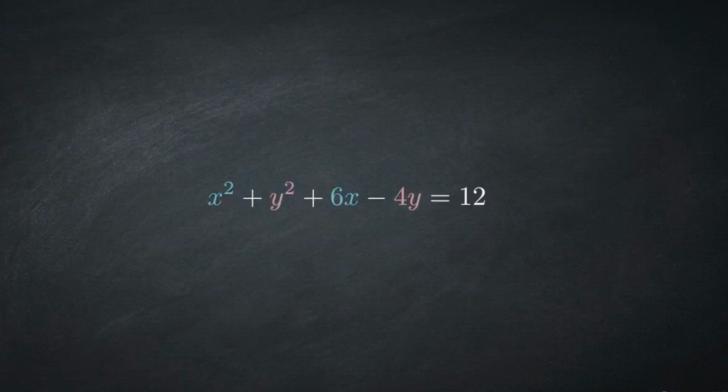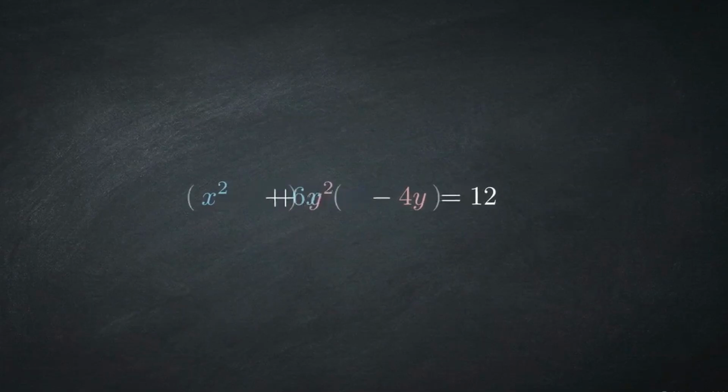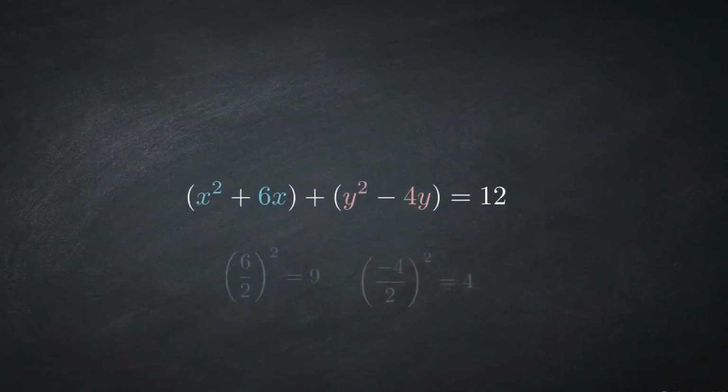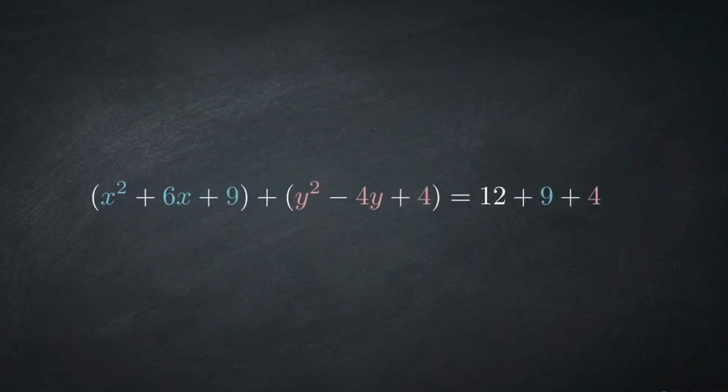The equation is currently in an expanded form that obscures the center of the circle. We begin by grouping the x terms and the y terms together. To reach the standard form, we complete the square. We halve the coefficients of the linear terms, square them, and add those values to both sides.